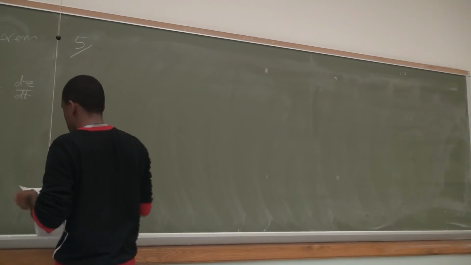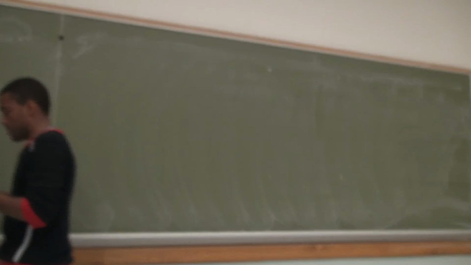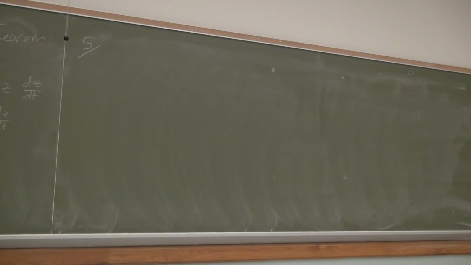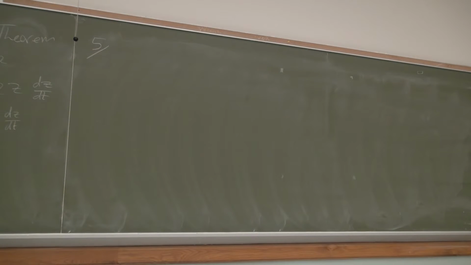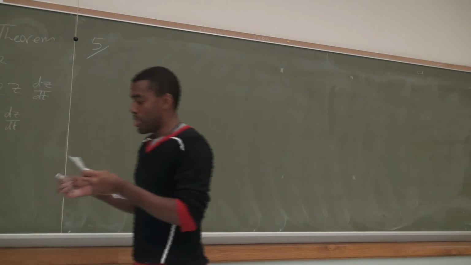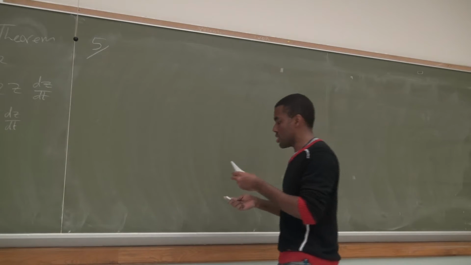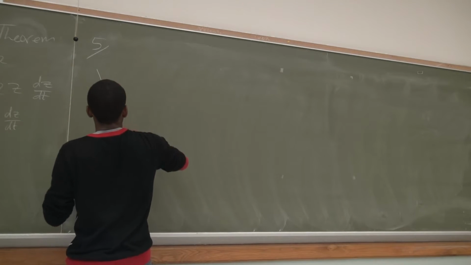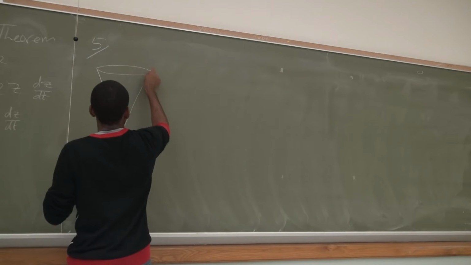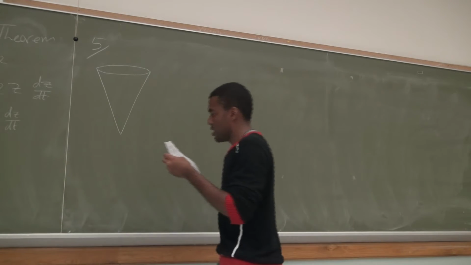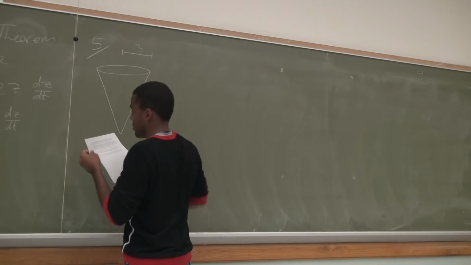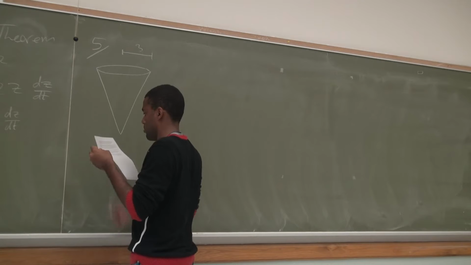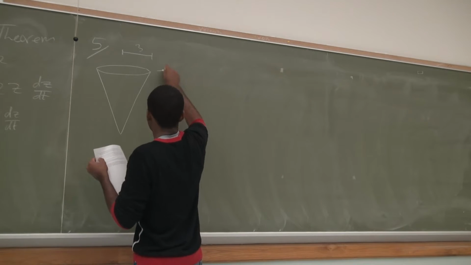Let's talk about problem 5. I chose this problem because it has a very important concept in it, and that's similar triangles. A water tank has the shape of an inverted circular cone. There's just a cone. The base radius is 3, so you know the distance here is 3. The height is 9.